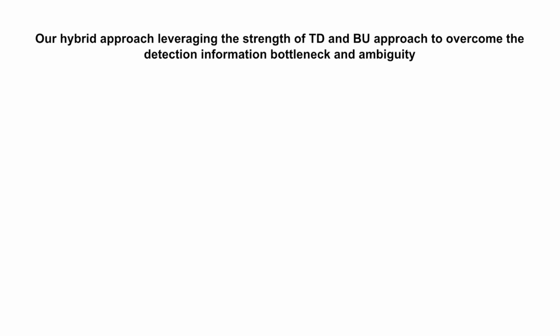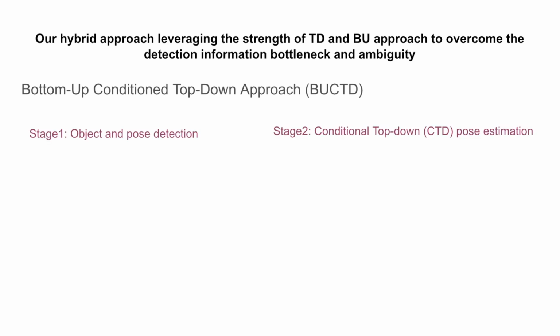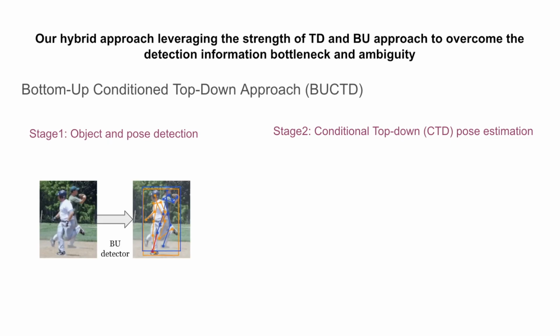Building on the strengths and addressing the weaknesses of both top-down and bottom-up methods, we propose a hybrid approach, BUCT. This bottom-up conditioned top-down approach, in short BUCT, comprises two stages. In the first stage, instead of using an object detector, we use a bottom-up or single-stage pose estimator to get the predicted poses. We then compute the individual box from the poses.